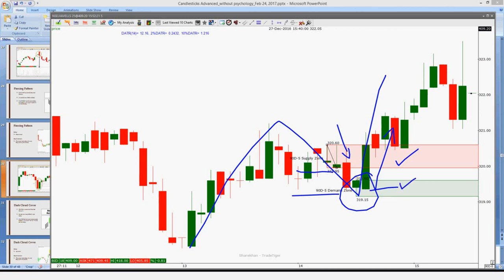We are looking into this zone because this zone has engulfed this supply zone.